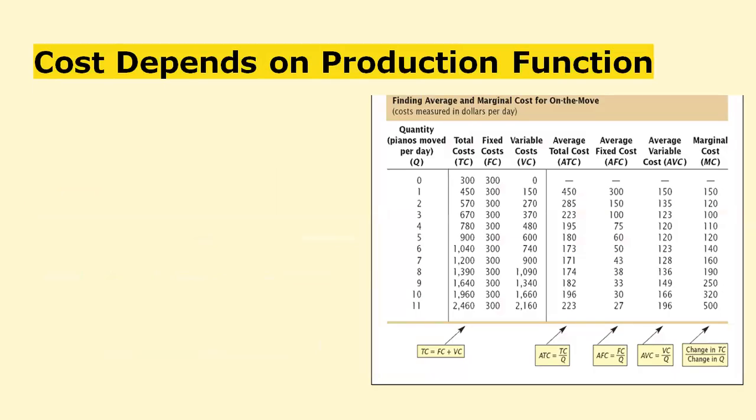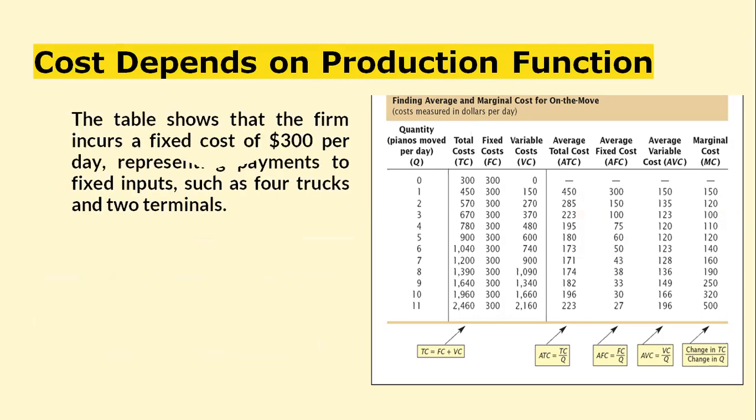Cost depends on production function. The table shows that the firm incurs a fixed cost of $300 per day, representing payments to fixed inputs such as 4 trucks and 2 terminals.